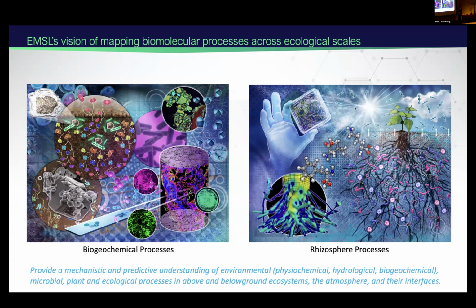And we're also trying to do this across ecological scales within two other areas within this environmental transformations and interactions overarching IRP. And that's the biogeochemical processes. So this is a lot of the things we've been talking about when it comes to looking at mineral organic matter interactions, pore scale hydrology, et cetera, as well as the rhizosphere process.